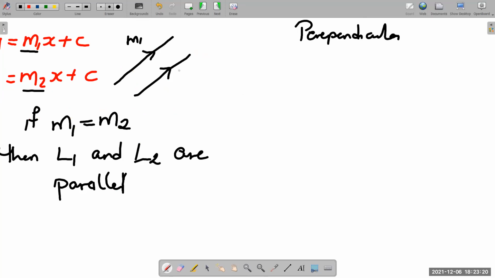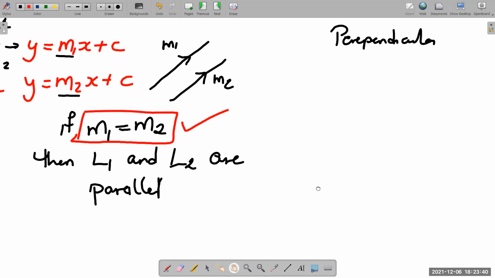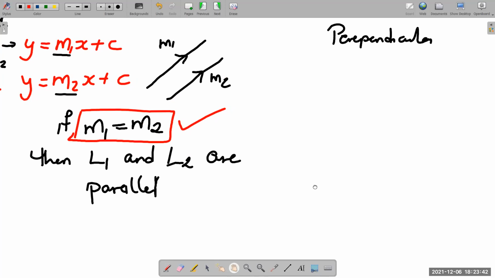And what I need you to do also is put this in a box so it stands out, because this is the rule you have to remember. For them to be parallel, M1 has to be equal to M2. Okay, so this is our summary notes. Everybody should just quickly add that. And now we're going to move on to the perpendicular line.